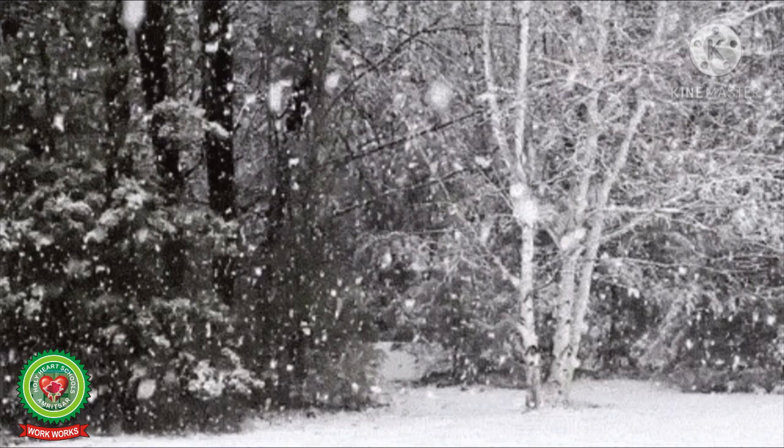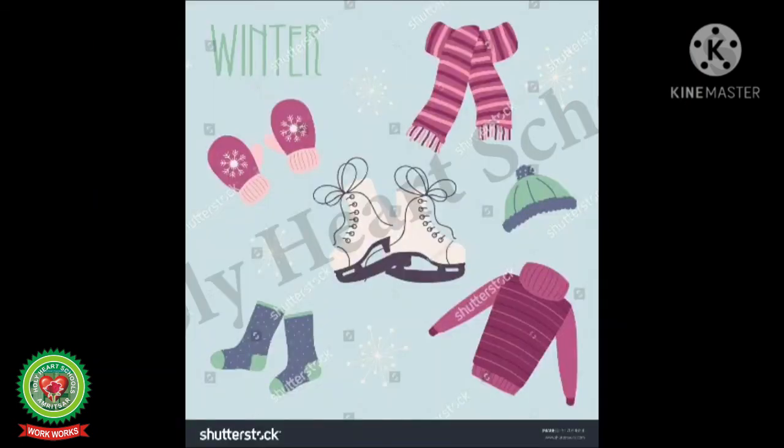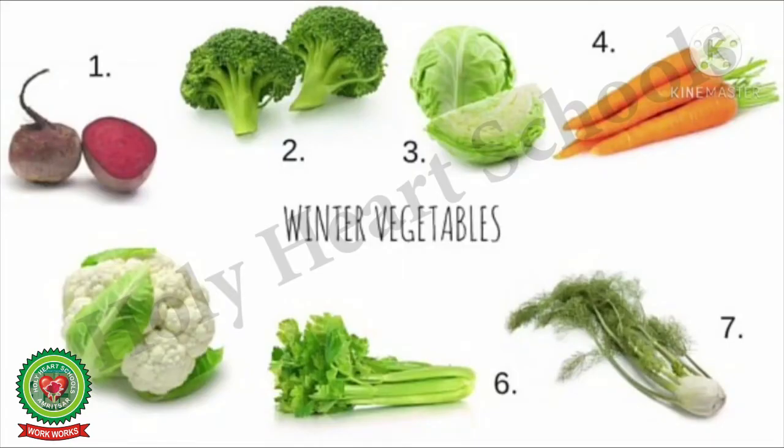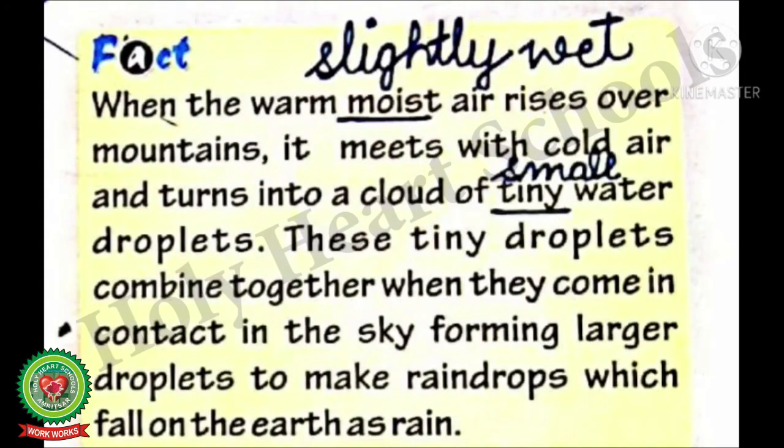In this season, cold and dry winds blow. Also, people like to eat hot food, dry fruits, hot soups during the season. We wear woolen clothes like sweaters, socks, caps, gloves to keep ourselves warm in winter. In this season, people like to eat vegetables like carrots, peas, cauliflower, and fruits like apples, oranges are eaten during this season. Now, let's read the fact.